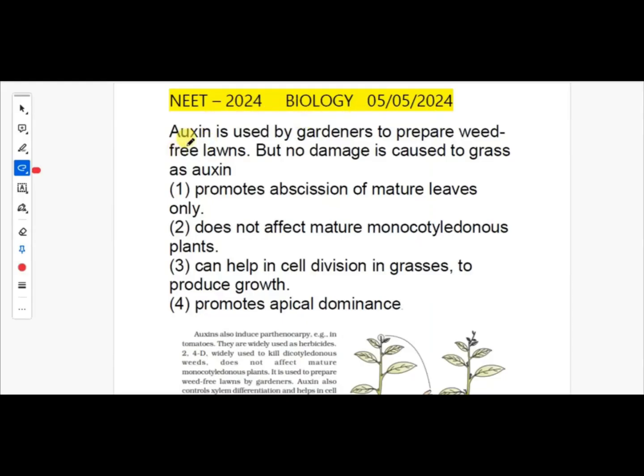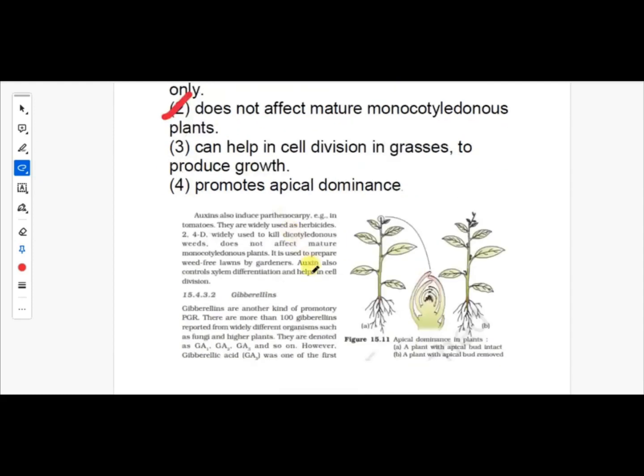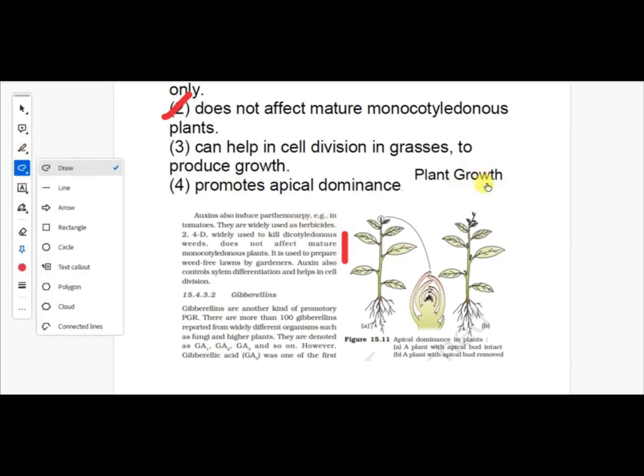Biology NEET 2024. Auxins are used by gardeners to prepare weed-free lawns, but no damage is caused to grass as auxins. And it is option 2, do not affect the mature monocot plants. And you can see the NCERT line from the topic called auxins and from the chapter known as plant growth and development.